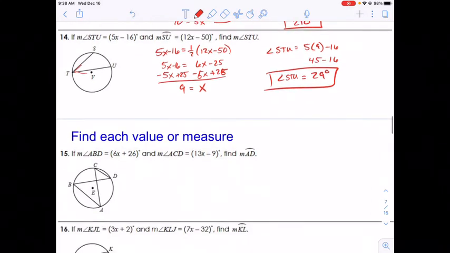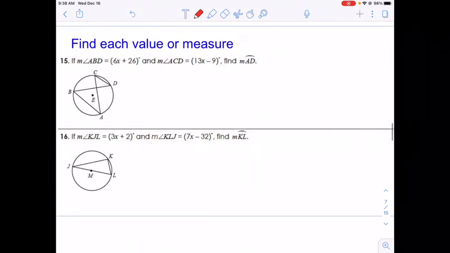All right, let's look at 15. So we got more overlapping arcs and angles here. We got angle ABC. So that is going to be this angle right here. And that means it's going to open up to arc AD. So we have also angle ACD. Notice that this opens up to arc AD. This one opens up to arc AD, which means that these are the same.